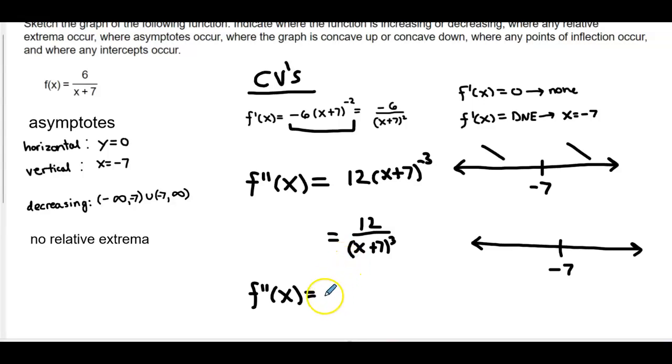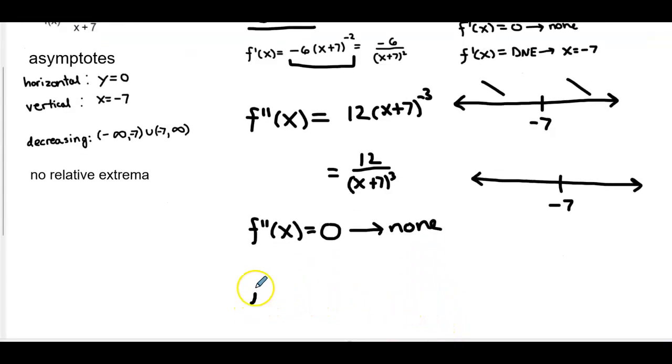But if you look at the second derivative, again, it's a fraction. The numerator can never equal 0. So we don't have any values of x where the second derivative equals 0. We've got no inflection points. However, there is that value x equals -7 where the second derivative doesn't exist.